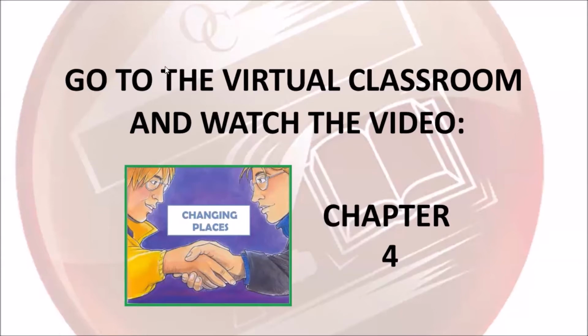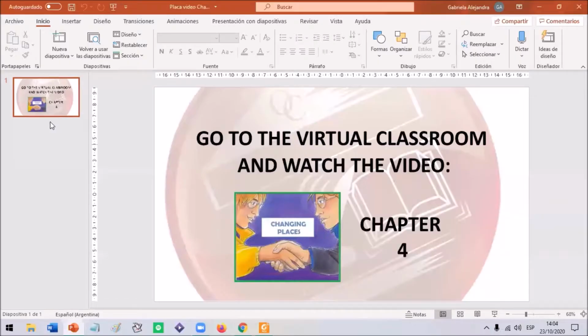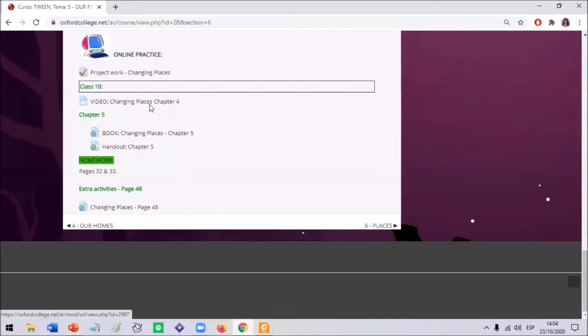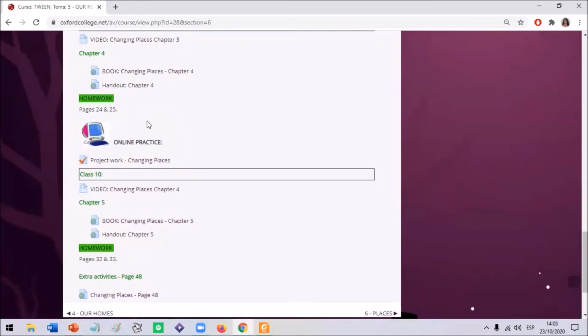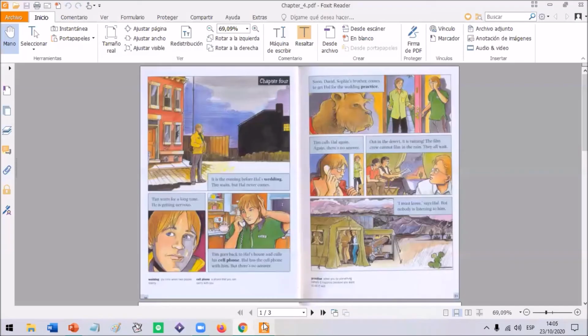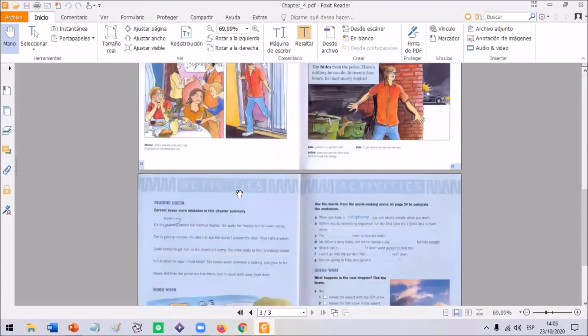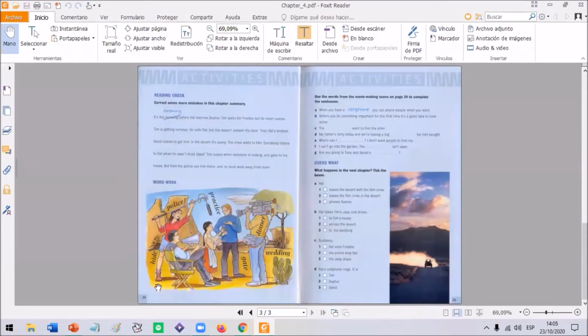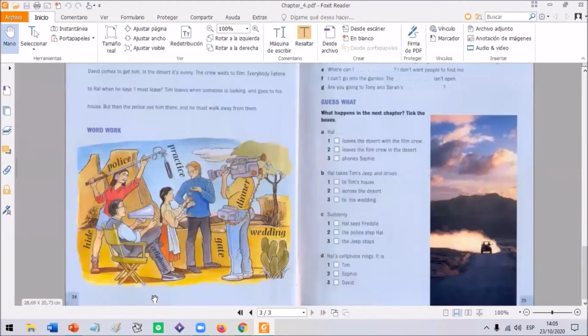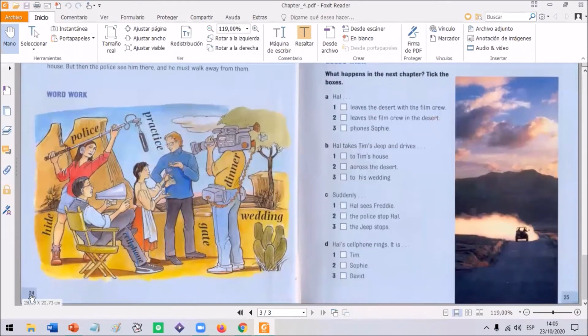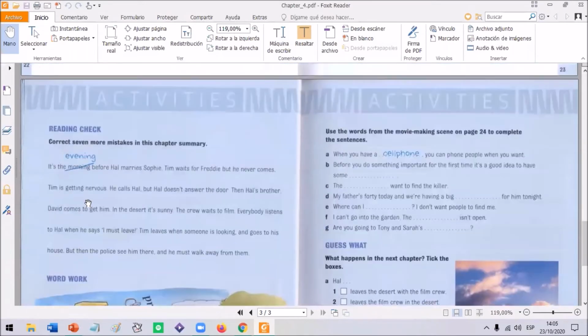Okay, are you ready now? Let's continue with the class. Come on. So now that you have watched the video, we can check the homework from last class, pages 24 and 25 from the book, right? Come on, take your book. And at the end of chapter 4, we find pages 24 and 25. Yes, let's start on page 24.